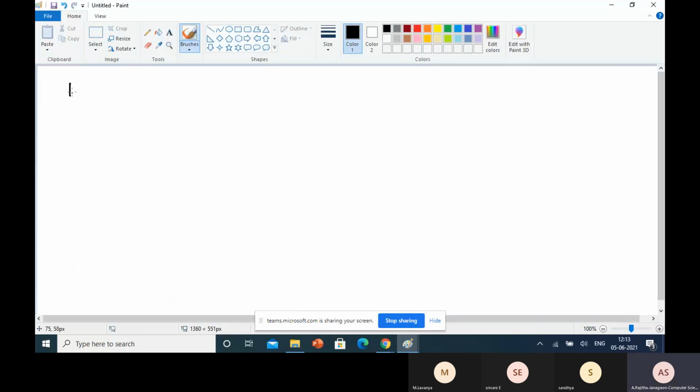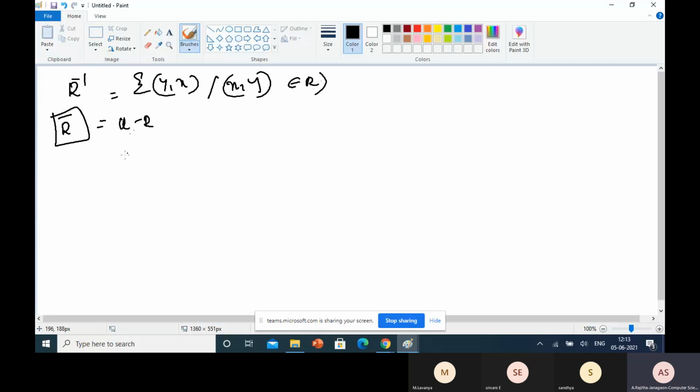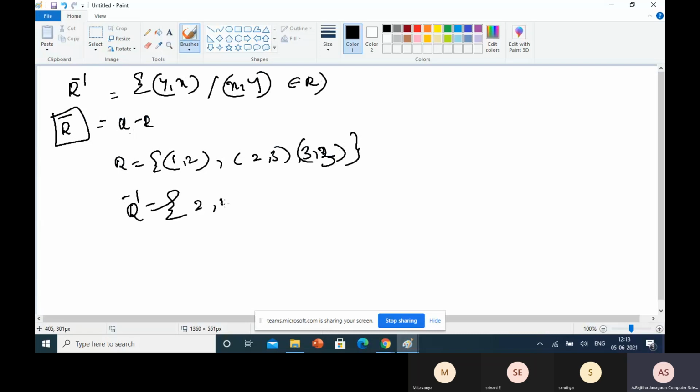Next operation is R universe. In the previous case we discussed R complement, in the sense U minus R. Coming to this R universe, it is the set of pairs y comma x where x comma y belongs to R. Suppose R equals 1 comma 2, 2 comma 3 and 3 comma 2. In this case R universe is 2 comma 1, 3 comma 2 and 3 comma 3. This is the R universe.